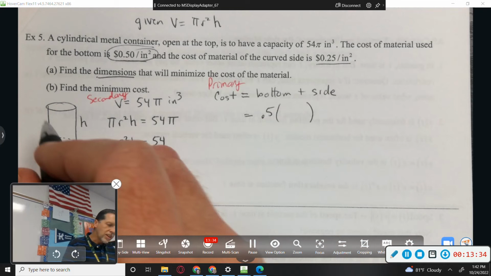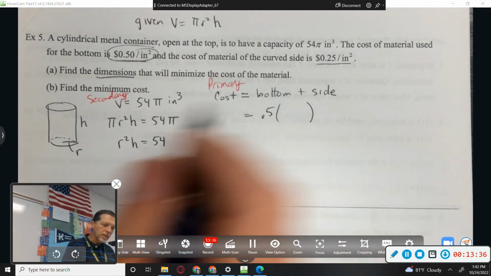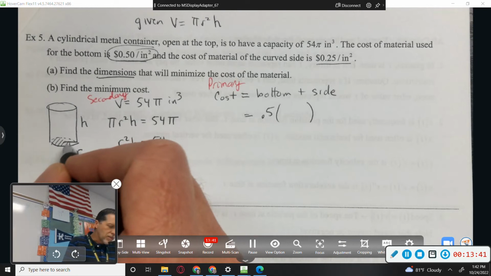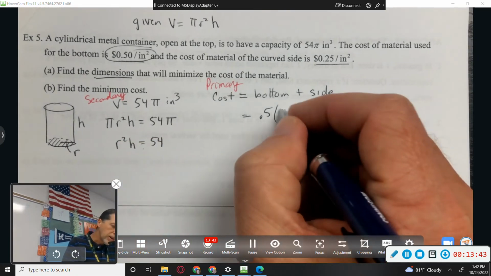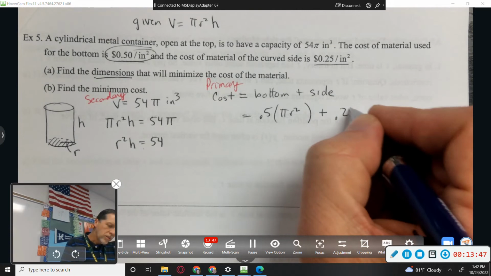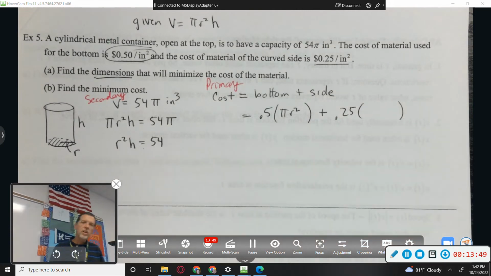I don't think it's going to give you any formulas for this, because this is like a custom shape. There's only one circle involved, so pi r squared plus 0.25 times whatever the side area is. It's called the lateral surface area.